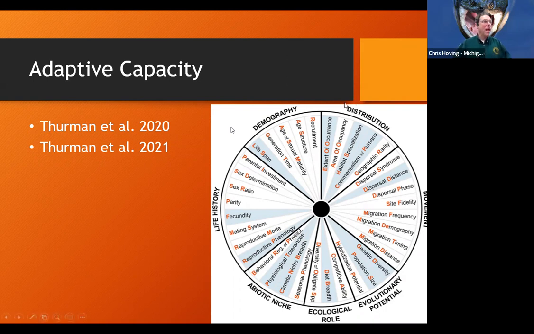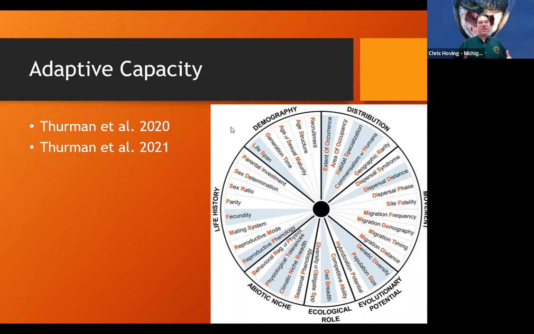And it's all built around this wheel idea on the right here that looks at different aspects of a species' natural history. So demography, and then specific aspects of demography: lifespan, generation time, age at sexual maturity. All of these different things can either give a species a lot of adaptive capacity to adapt to climate change, or give it a lot of vulnerability, a lot of sensitivity to climate change, depending on the specific variable or life history trait that you're looking at.